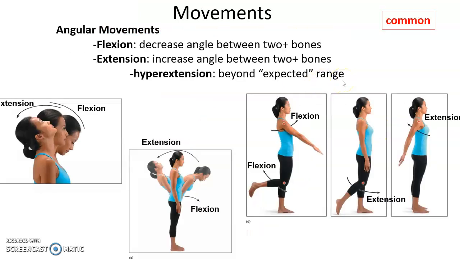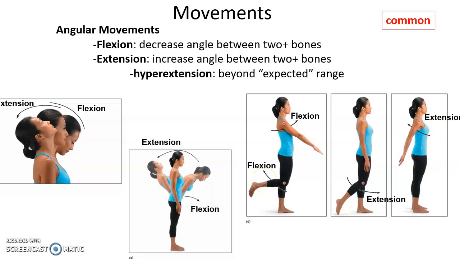Movements. There are a variety of movements that occur at our joints. Angular movements are where the angle between bones is changing. So, for example, flexion is a decrease in angle between two or more bones. So here is the knee. If the knee is completely straight out, then it would be at an angle of 180, but as you bend it, as you flex it, that angle decreases. So here in this picture, it's now 90.